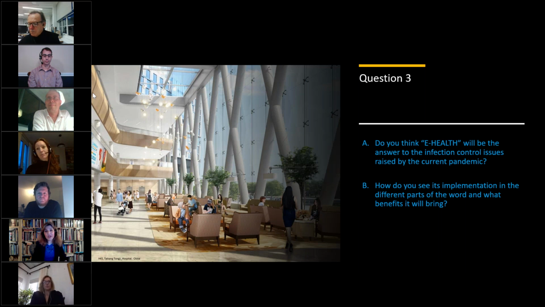Are there any negative aspects about flexibility and e-health? How do you see it? Is everything so positive, or is there something which we need to consider?